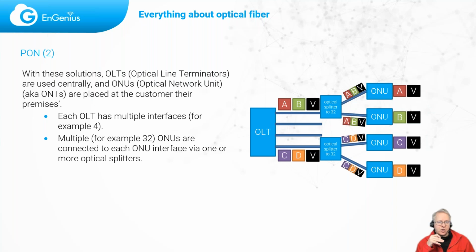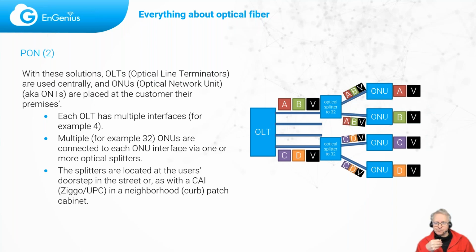And if you want to support additional houses, you can just put in an additional optical splitter, which will reduce the length or distance that you can cover, of course.